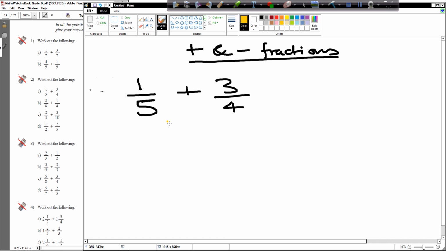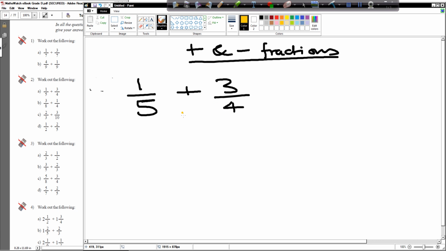Now, the key part of this question here is, we said previously, when the bottom numbers are the same, we add or minus the top numbers. Now the bottom numbers are not the same, so what should we do? The bottom numbers need to be the same. So if they're not the same, we need to make them the same. So we need to make the 5 and the 4 into one number which are the same. Now, can the 5 become a 4? Can the 4 become a 5?